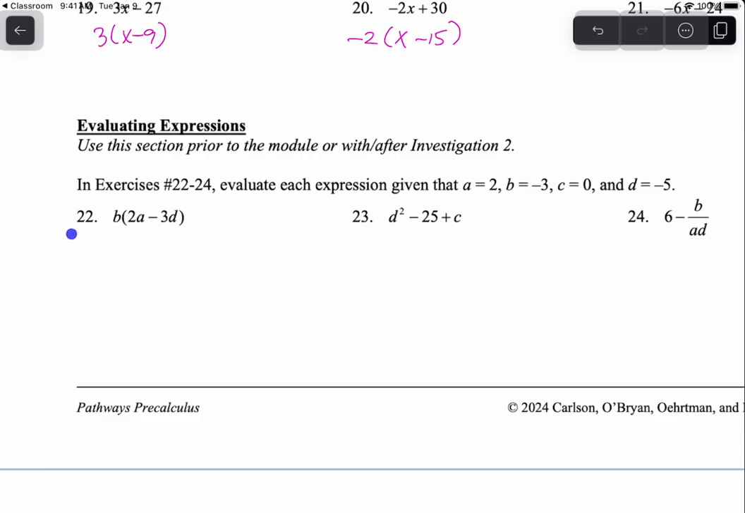Where the B is sitting, I'm going to put a parenthesis, and I'm going to replace that with -3. Where the 2 is sitting, I'm going to put a parenthesis, a little empty pocket, and I'm going to put a 2 there. Where the D is sitting, I'm going to put an empty little parenthesis pocket, and I'm going to put -5 in. Now, that may seem like a lot, but I have found that the parentheses do kind of help guide us so that we don't make some very common mistakes.